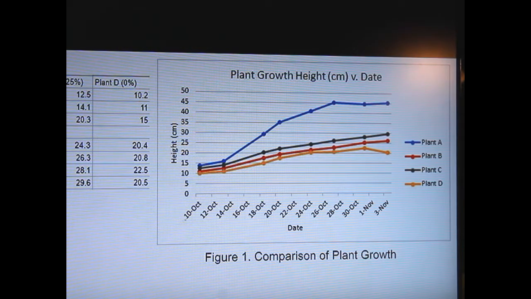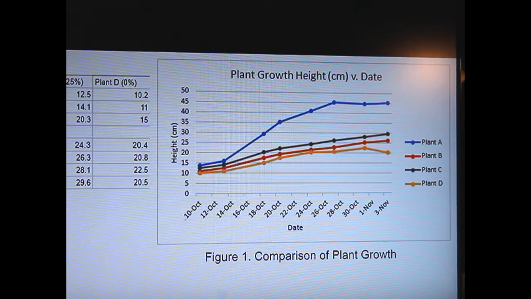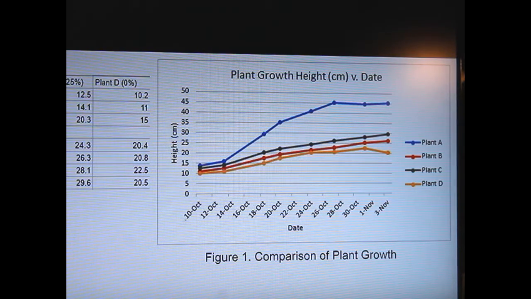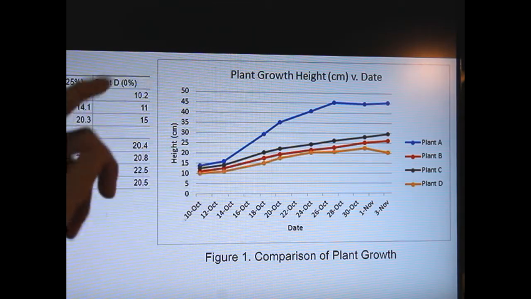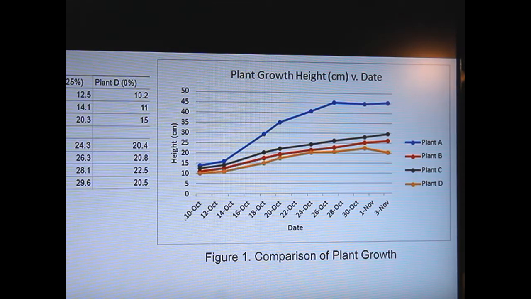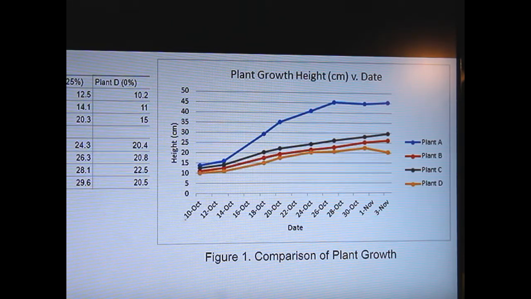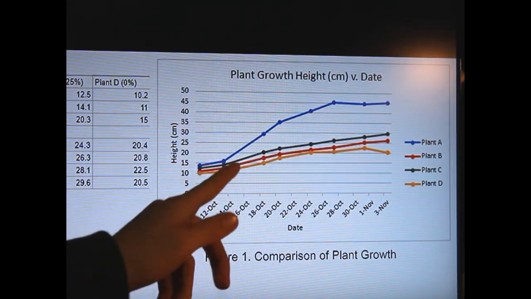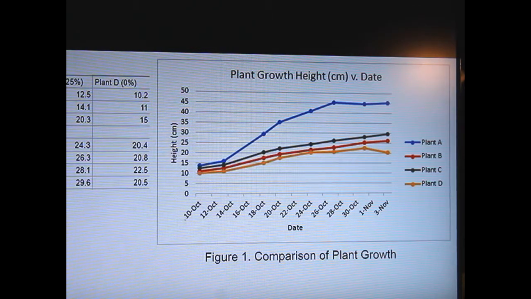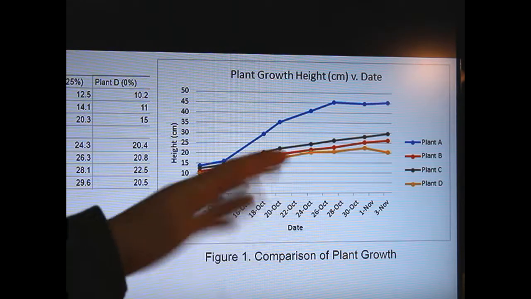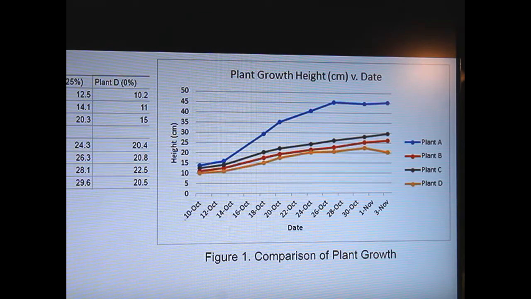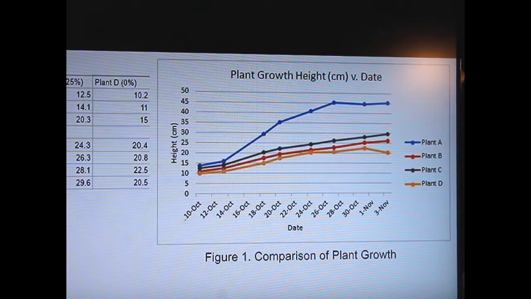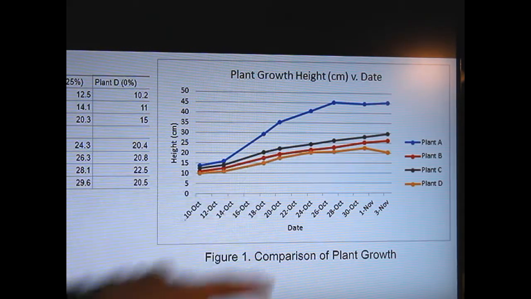Going into our next and final figure, this is a graph comparing all the different plants and their growth height versus the date. So we have plant A in blue, plant C in gray, plant B in red, and plant D in yellow. As you can see, plant A had the greatest amount of growth in a rapid amount of time, and then plant C, D, and B, they're all pretty similar in growth rate. Plant C being the next tallest, plant B the next, and plant D, which received no water, that one didn't grow as tall as the other ones, and the rate was a bit slower, as you can see from the slope of that graph.